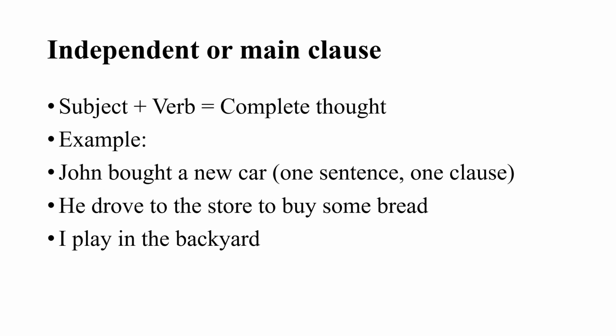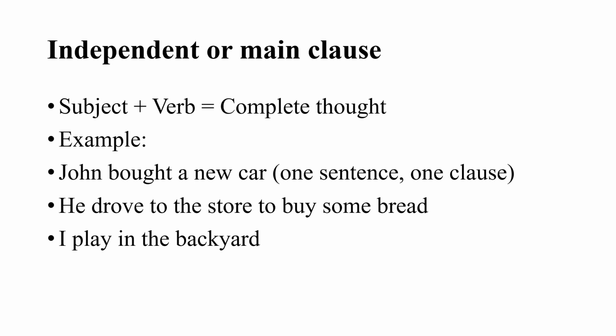Moving towards independent clause or main clause, or in another way we can say that another name for the main clause is independent clause. Whenever we have a subject plus verb, it provides us complete thought, meaning, or understanding of the sentence. For example, John bought a new car. We have one clause in this sentence. In the second example, as you can see, he drove to the store to buy some bread. Here again we have one main clause, or in other words you can say we have one independent clause.